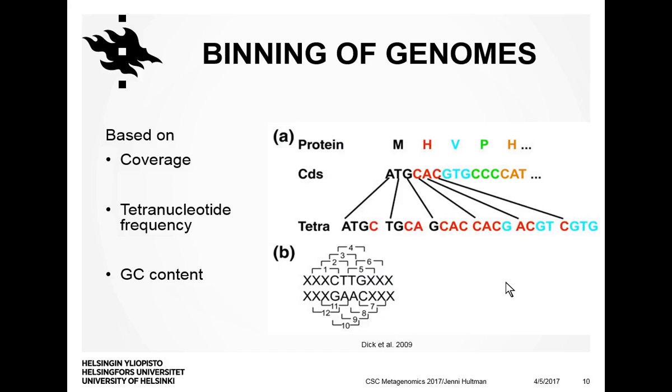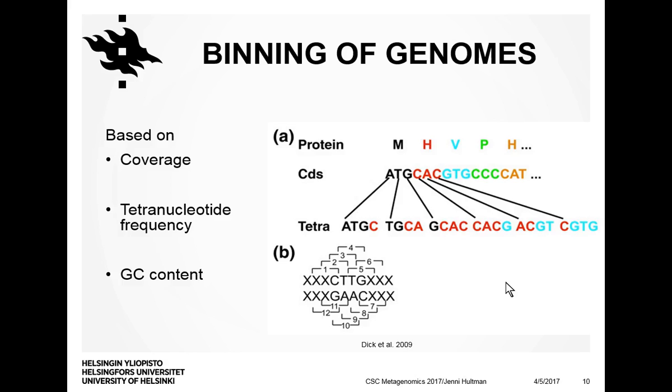Then another way to bin them is to use the tetranucleotide frequency. So here's a contig, looking at the contig 4 nucleotides at a time, and then you get the tetranucleotide frequency, and then you can build a matrix and bin them based on that information.